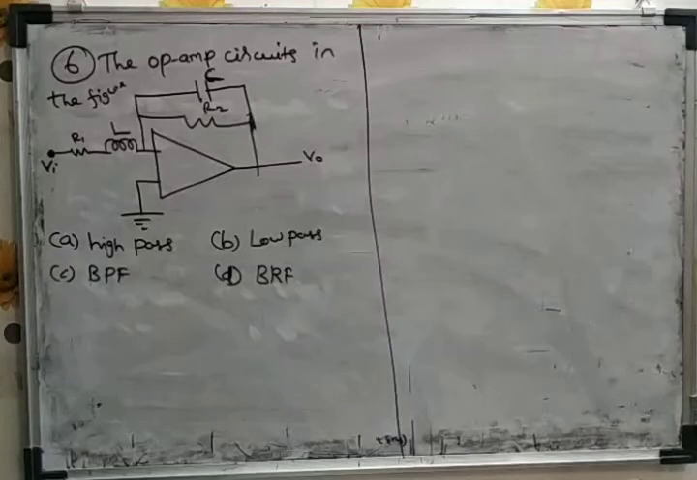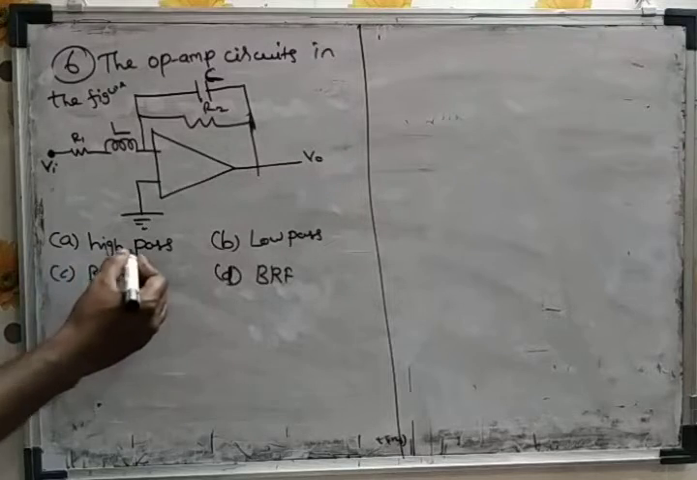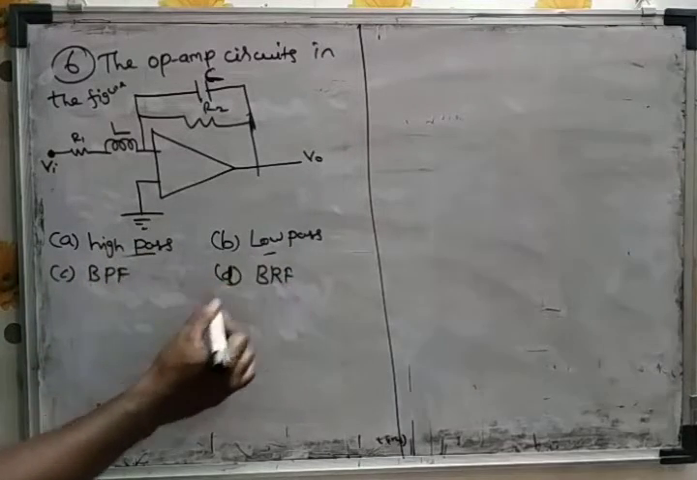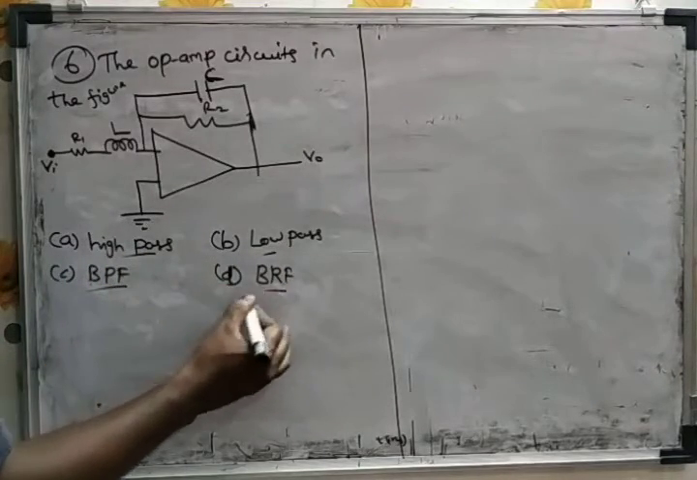In this lecture we are going to see some of the problems related to applications of op-amp. Already we have solved 5 problems in the previous class. This is the sixth one. For the op-amp circuit in the figure, you have to check whether it is a high pass, low pass, band pass or band reject filter.